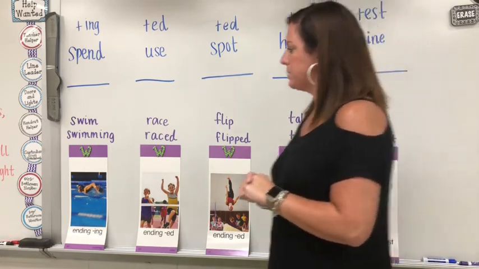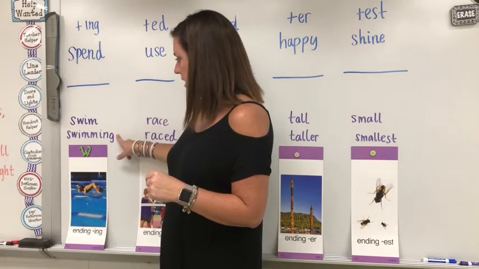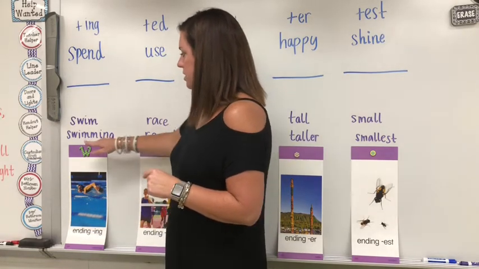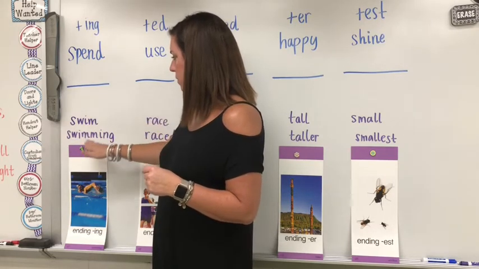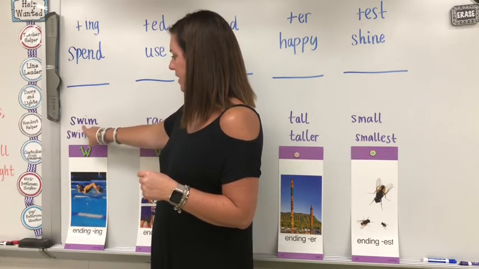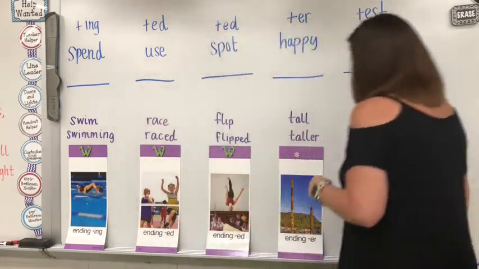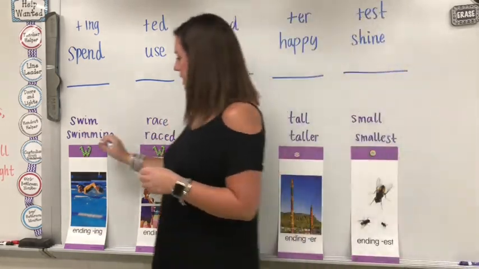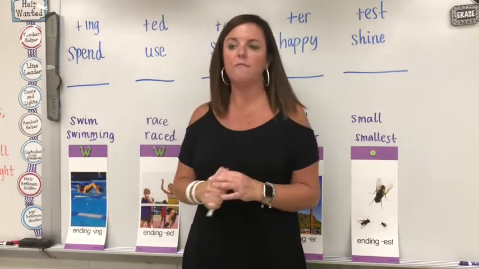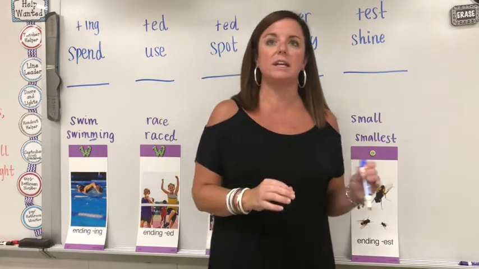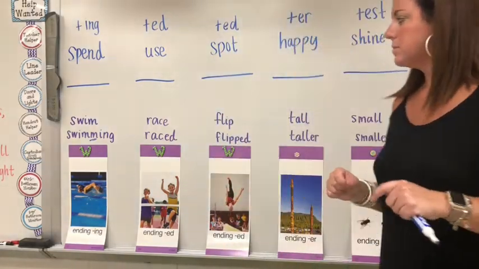So the first picture I have is of someone swimming. The base word was swim. Before you could add the ending, if it ends in vowel consonant, you double that final consonant. We had to double the M, and then we could add the ing ending. If you were swimming, the ing ending makes something mean you're doing that right now, okay?